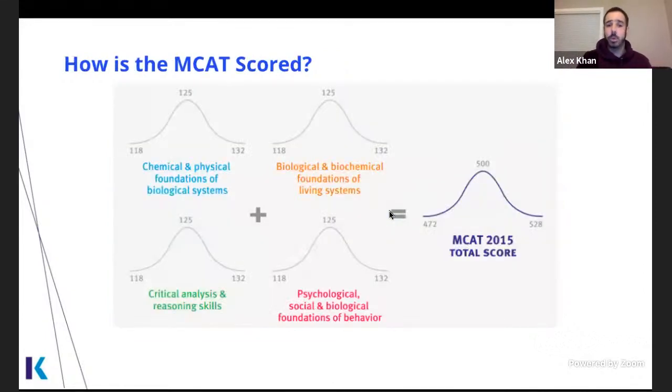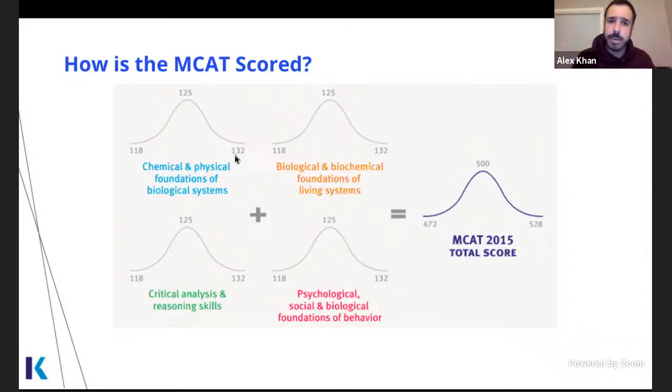All right, how is it scored? Well, each section is scored from 118 to 132, right? It's a pretty random score. Now, we're looking at that, we're like, man, why such a weird range? Agreed, that creates weird numbers.